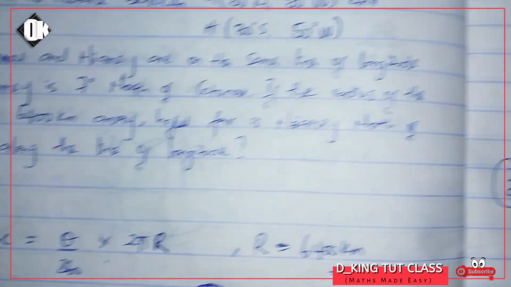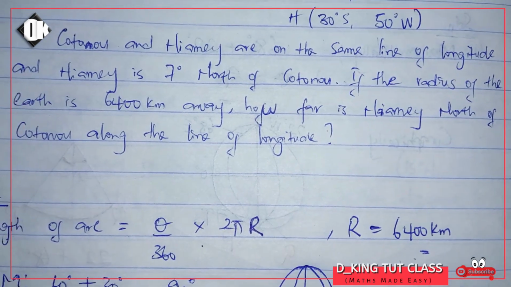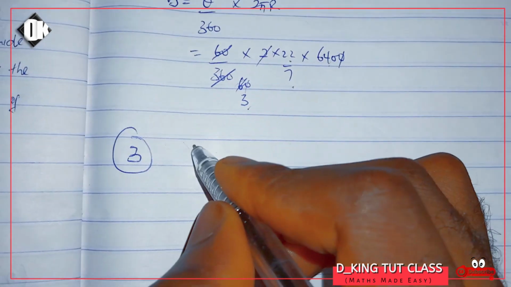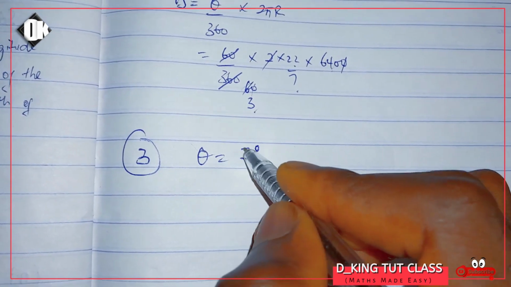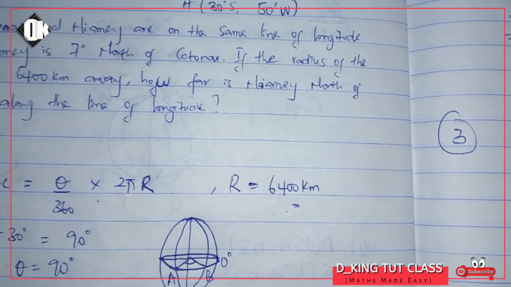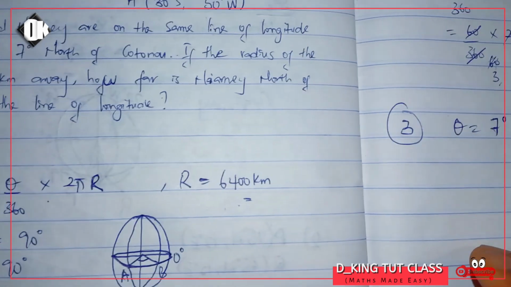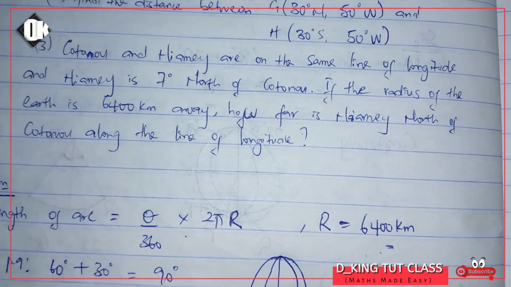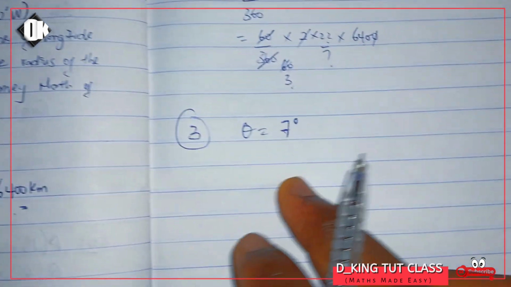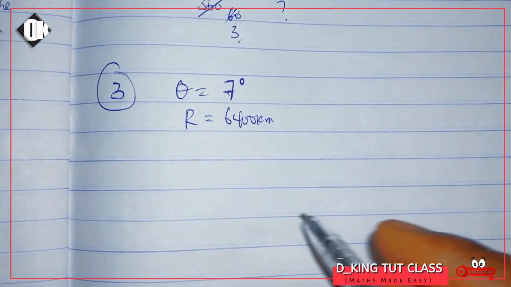And for number 3 now, what do we have? We said Cotonou and Niamey are on the same line of longitude, and Niamey is 7 degrees north of Cotonou. Basically, the angular difference is 7 degrees. It now said if the radius of the Earth is 6,400 kilometers, how far is Niamey north of Cotonou along the same line of longitude? Now, my big R is 6,400 kilometers.